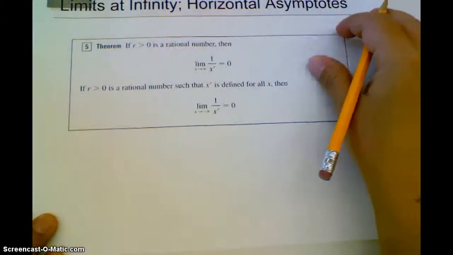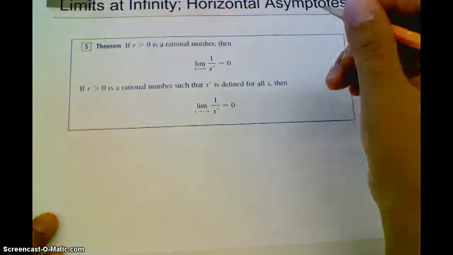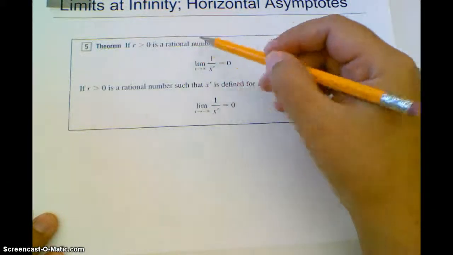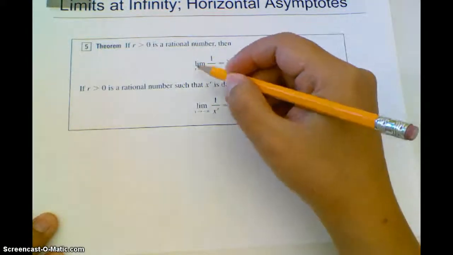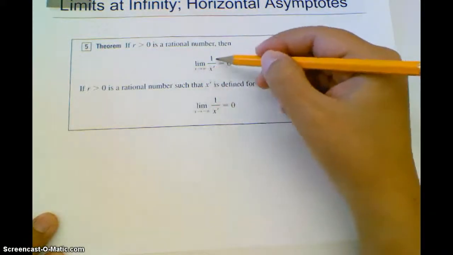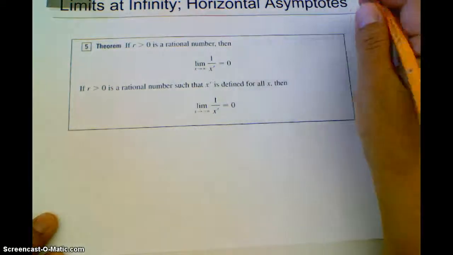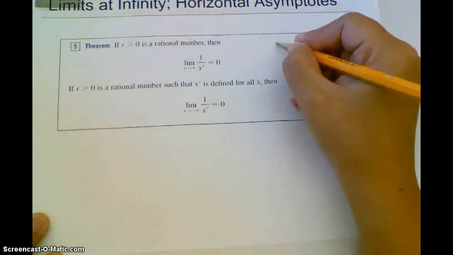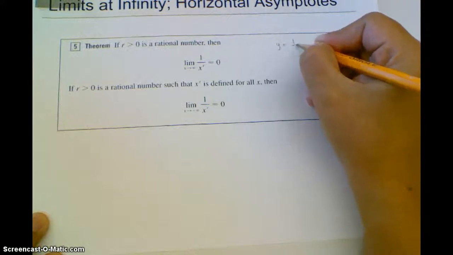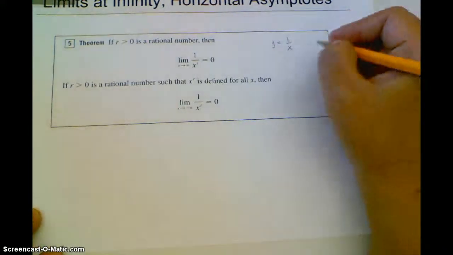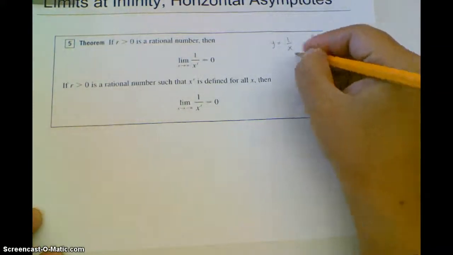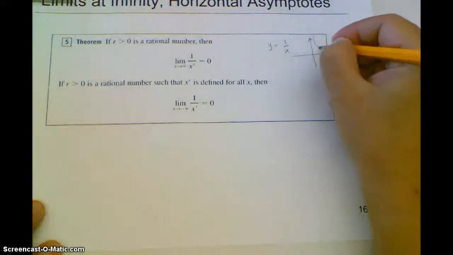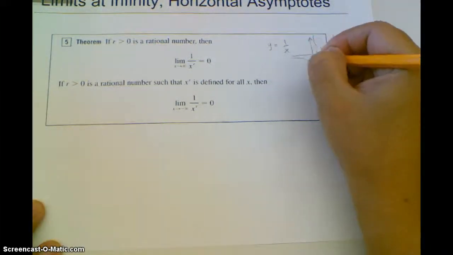Okay, students, we're looking at theorem 5, and it says if r > 0 is a rational number, then the limit as x approaches infinity of 1 over x to the r is 0. This is actually based on the fact, and we have to remember how y equals 1 over x behaves. So I have my parent function right here, and I know that the shape looks like this.